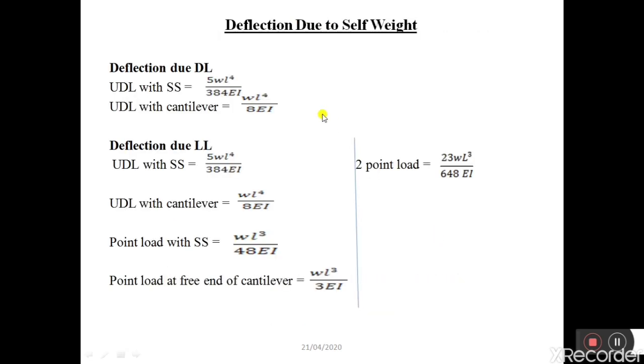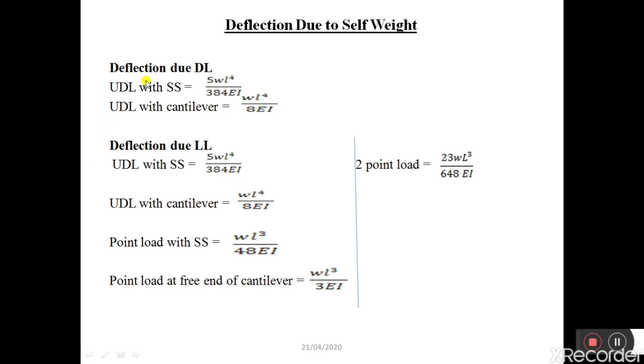Now let us see what's the deflection in a beam that will occur due to self weight as well as due to the live load which is imposed on a beam. So firstly let us consider deflection due to dead load. So we all know that dead load or self weight of a member is always a UDL and that will be constant. The self weight or dead load of a member is constant and it is always a UDL and it will not change.